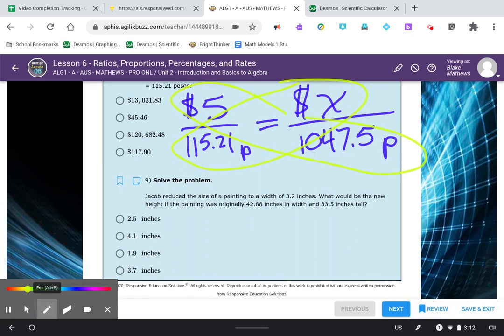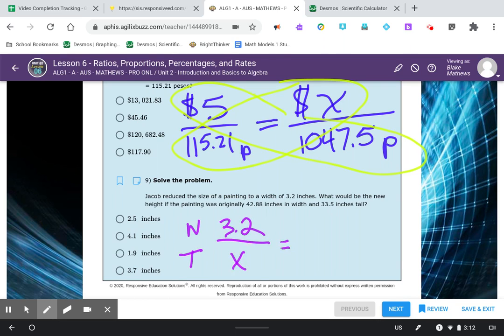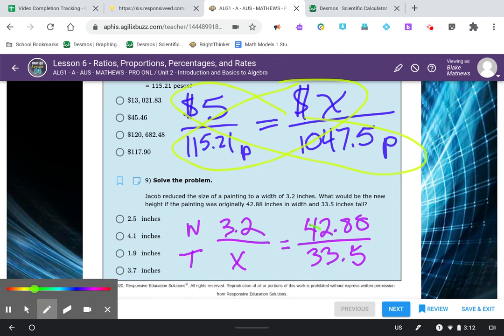Again, similar. He has a painting. It has a width and a length, or a height. I guess it says tall, but you get the idea. Let's say it has width and how tall it is. Well, it says he reduced the size of the painting to a width of 33.2 inches. What would the new height be? We don't know. If the painting was originally 42.88 and 33.5. So then the last thing you need to do is cross multiply and divide.